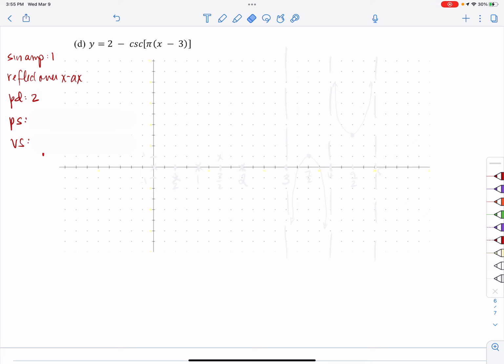That's going to be 2. My phase shift will be to the right, 3. And my vertical shift is going to be up 2. That's the guy out front, up 2. All right, so the first thing we'll do is we'll go ahead and mark our 4 equal intervals, and the ending value will be 2.